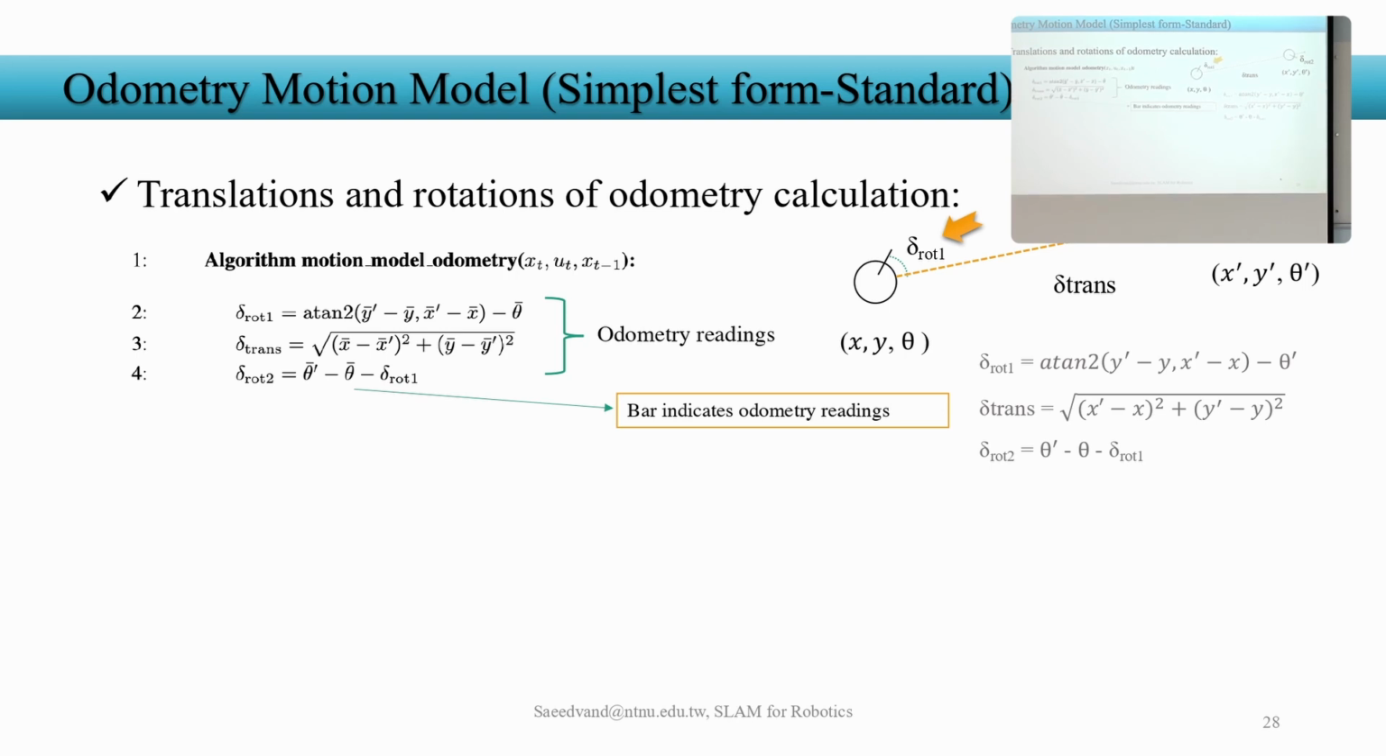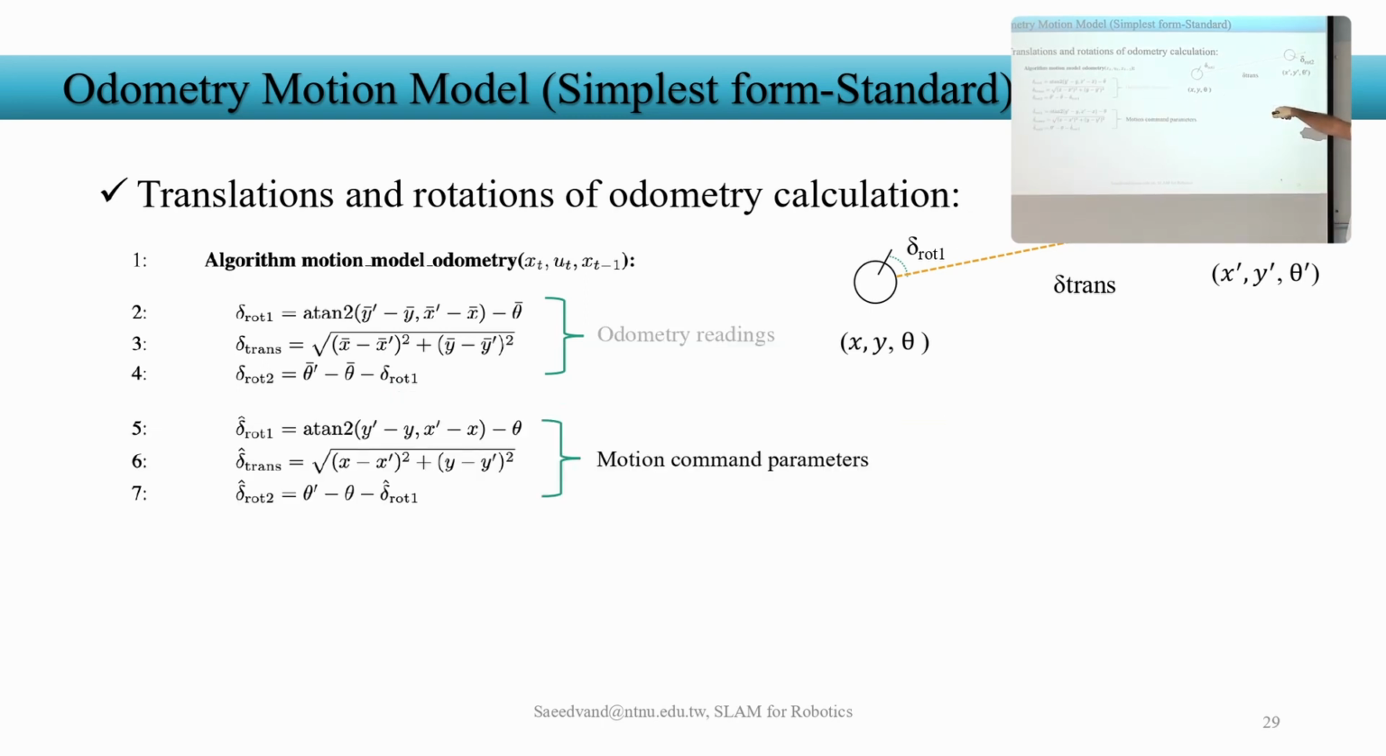But as I mentioned to you, now we have odometry reading calculation, and we have 3 values for each one of these, indicating what my sensor reading was and how much the robot moved. But we have another important element that I told you, and that is the motion command parameters. Those are the parameters that I tell the robot, from here to go there. And based on that, I can do the same calculations, right?